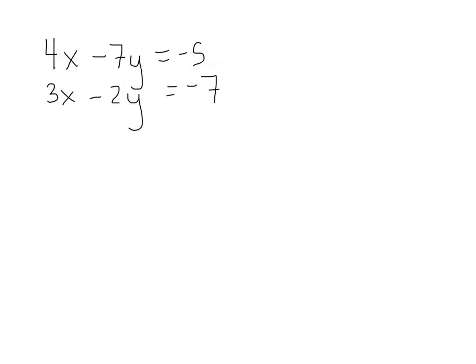So what I'm going to have to do is multiply the entire top by a number and the entire bottom by a number. Now I'm going to multiply the whole top by 3, and 3 times 4x will be 12x. Well, if I want this 3x to be -12, I need to multiply the entire bottom by -4. Okay? So now let's multiply these out.